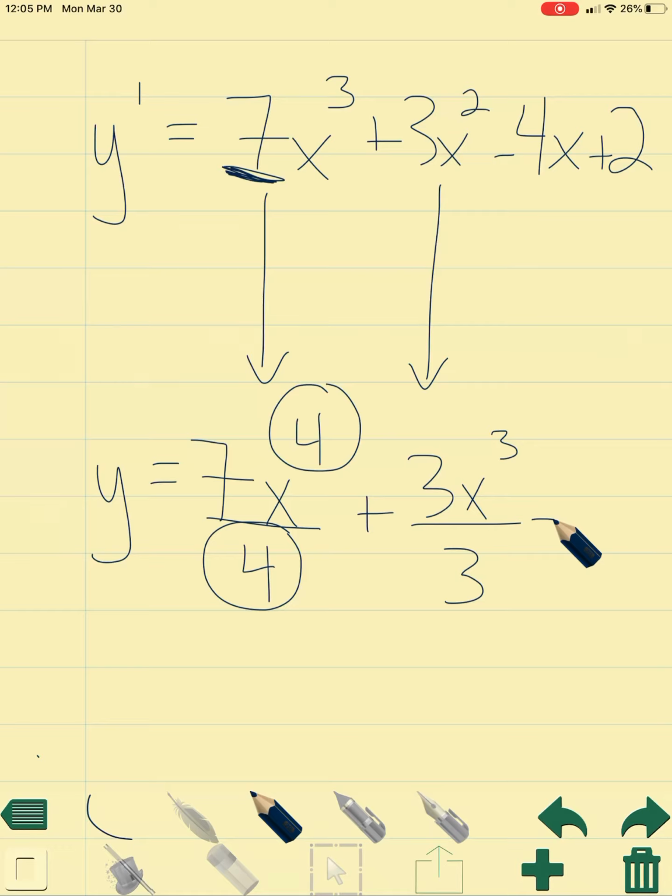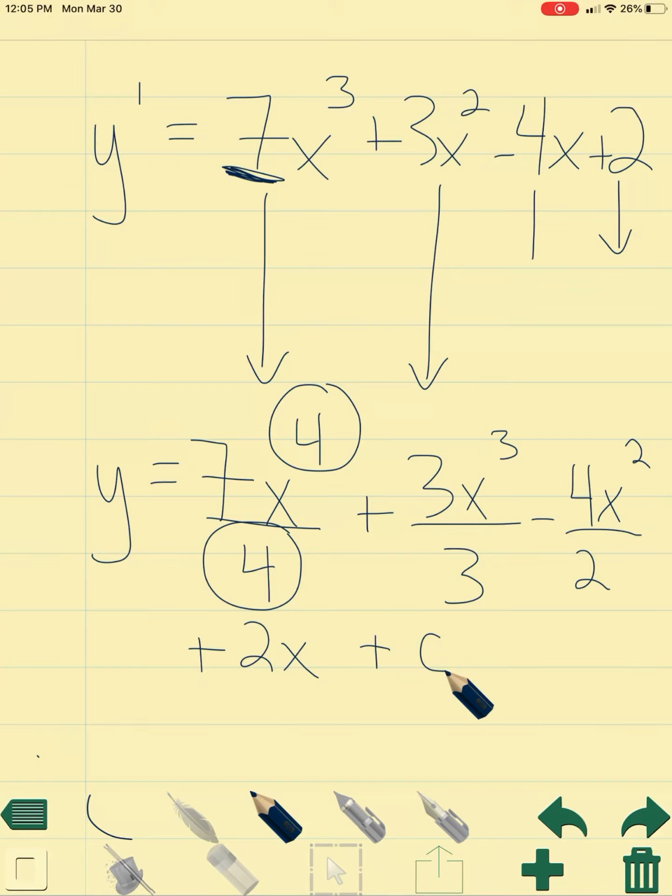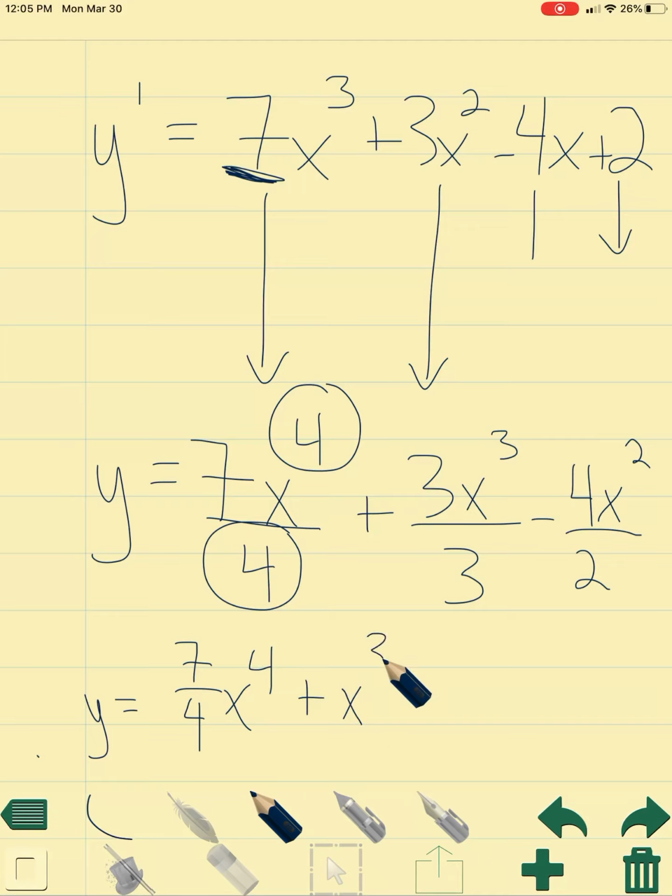This 4x becomes 4x squared over 2. And then this 2 just becomes plus 2x plus some constant at the end. Okay, so if you look at that function, what it's actually equal to is y is equal to 7/4 x to the fourth plus x to the third minus 2x squared plus 2x plus c.